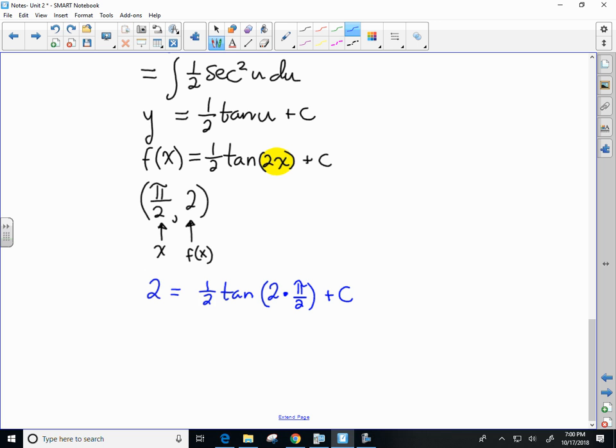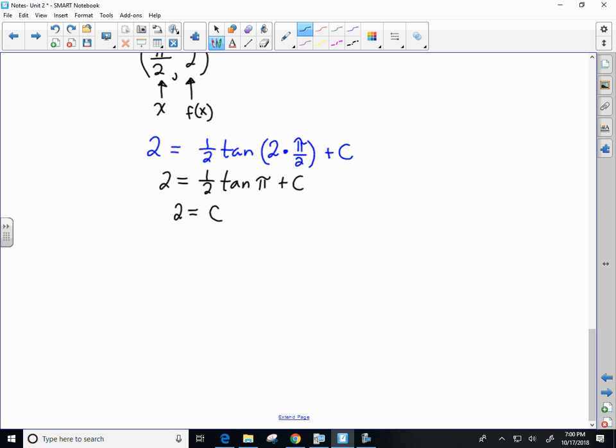Anyway, sorry. The u had to go back to 2x, because that's what u is equal to. Then we apply the condition, and then go from there. So we have 2 equals 1/2 tangent of pi. Even if you don't know trig, the calculator can handle that one as long as you're in the right mode. 2 equals c, because tangent of pi is equal to 0. All right, so my general solution to the differential equation, f of x, is 1/2 tangent 2x plus 2.